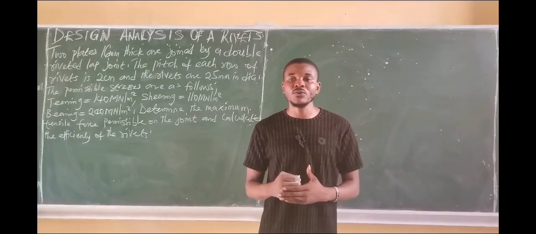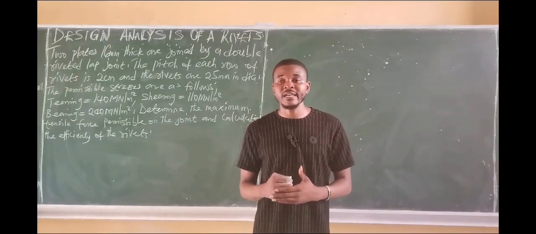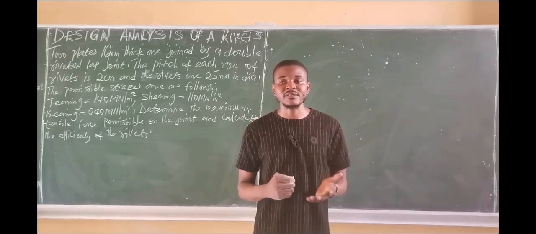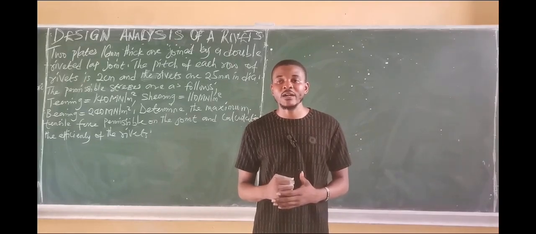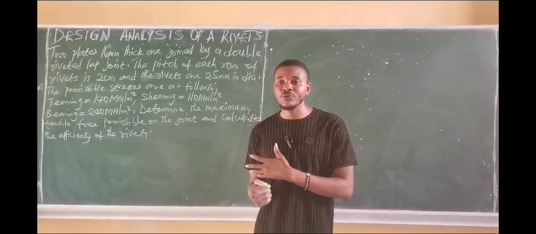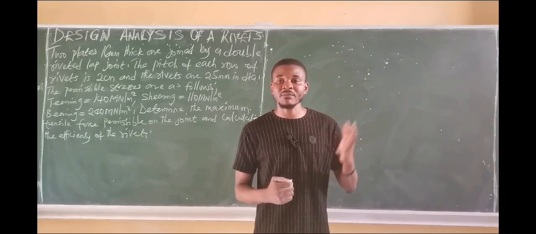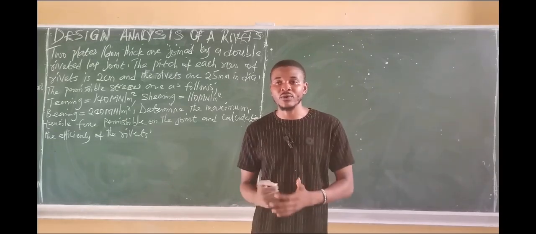So in the previous video, we introduced the design analysis of a rivet joint. We talked about the failure considerations and gave out all the formulas to design a rivet joint. In this video, we will continue with a question, and we are going to be using all the formulas we talked about in the previous video to solve this problem on the board.